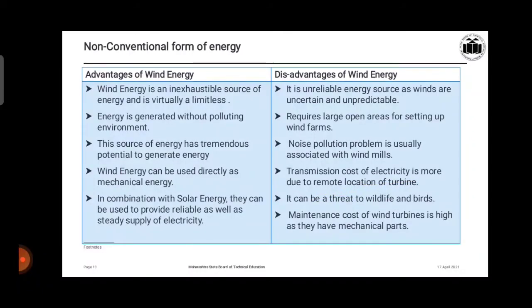The advantages: wind energy is an inexhaustible source of energy. It is virtually limitless. Energy is generated without polluting the environment. This source of energy has a tremendous potential to generate energy.